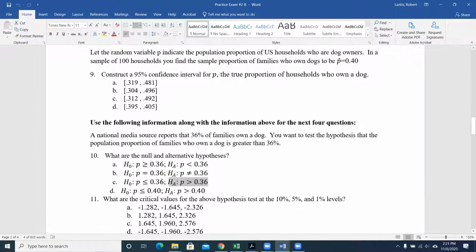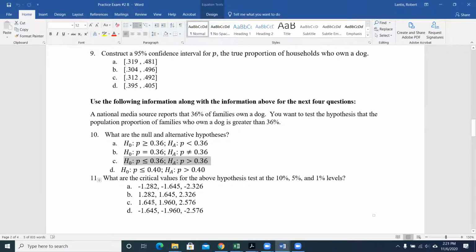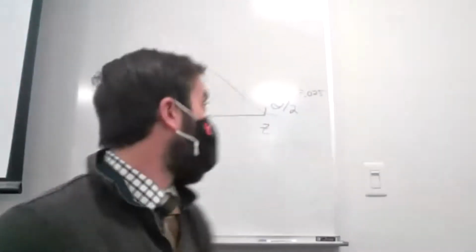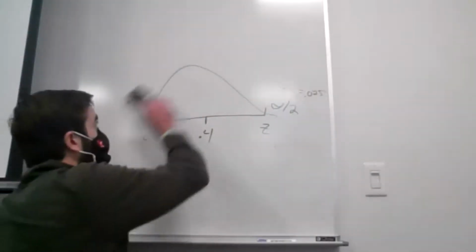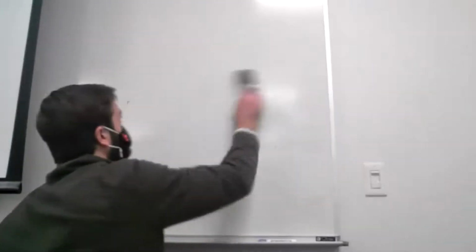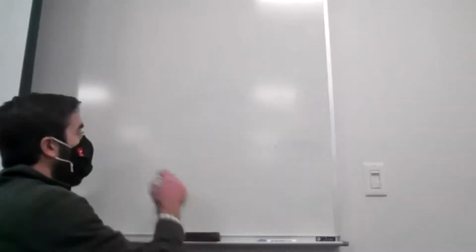So if this is my null and alternative hypothesis, what type of tailed test do I have? Yeah, greater than sign in my alternative hypothesis, so a right-tailed test. So when we get to problem 11, thinking about critical values for these 3 different significance levels, right away, one thing, and this applies to more problems than just this one, is a general discussion I want to have.